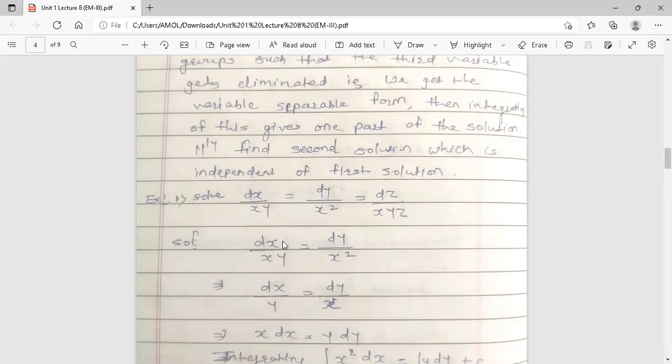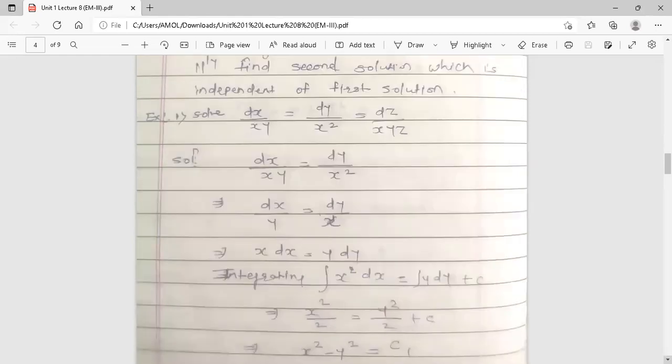Suppose here we choose first two ratios, dx upon xy is equal to dy upon x square. In these two ratios, x gets cancelled. So the simplified form is dx upon y is equal to dy upon x. Here the x square term is there, so one x gets cancelled, so the remaining one x is here. So the term is dy upon x. Now you just do the cross multiplication. It is x dx is equal to y dy.